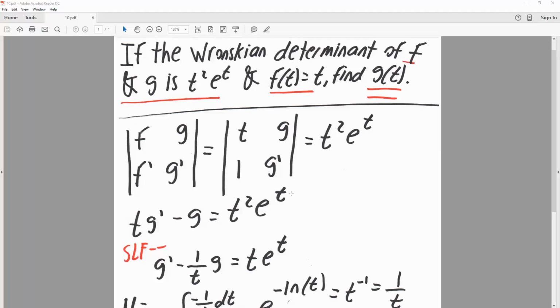And so next we're going to want to have this in standard linear form, so we'll divide by t, and divide by t. So we'll get g prime minus 1 over t times g is equal to t times e raised to t.